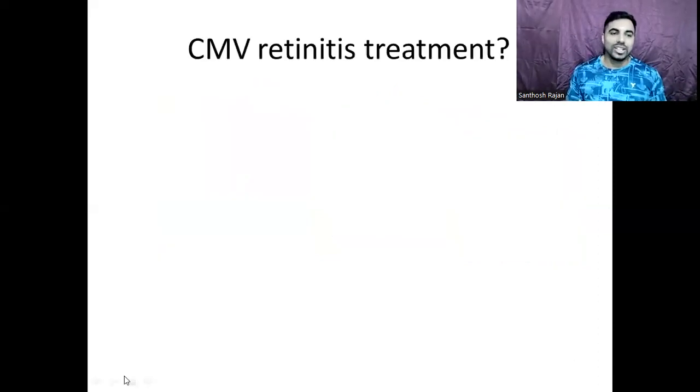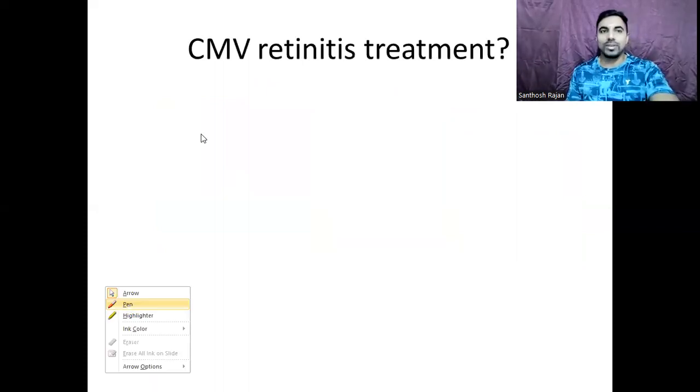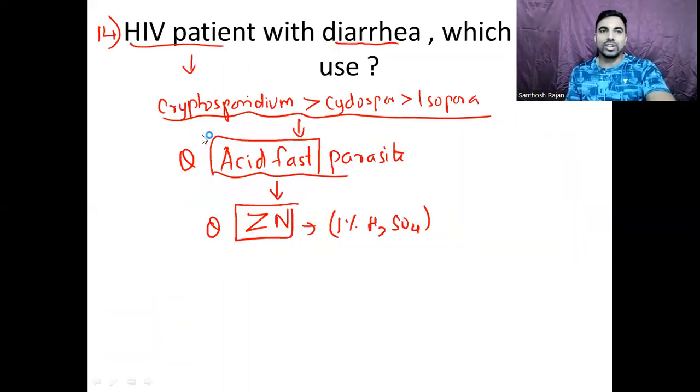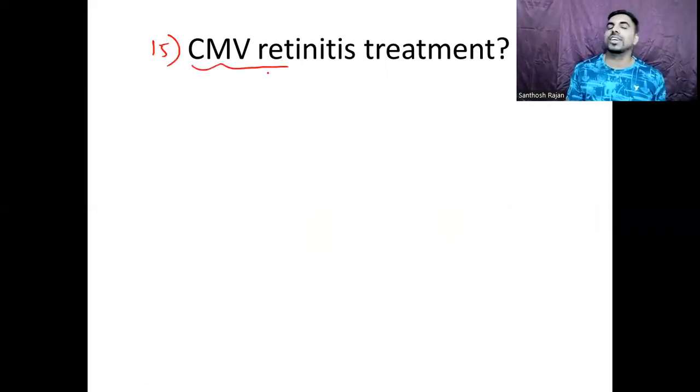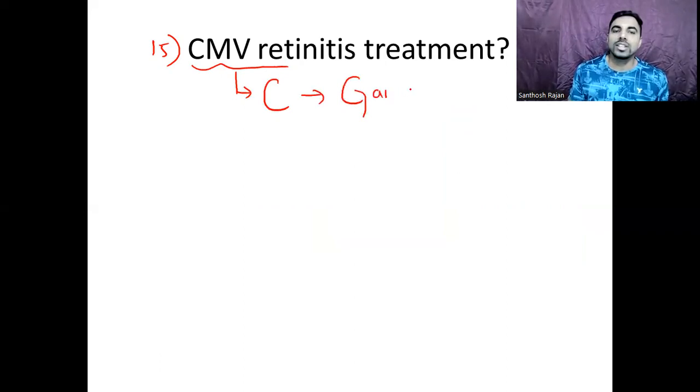Now treatment for, again, it's a pharma question, but because it is also our topic, microbiology. So next is the 15th question. CMV retinitis, we know, again relates to HIV. Most common cause of retinitis in HIV is CMV retinitis. The treatment is very easy. Alter the C a little, it will become G. So the answer was ganciclovir.